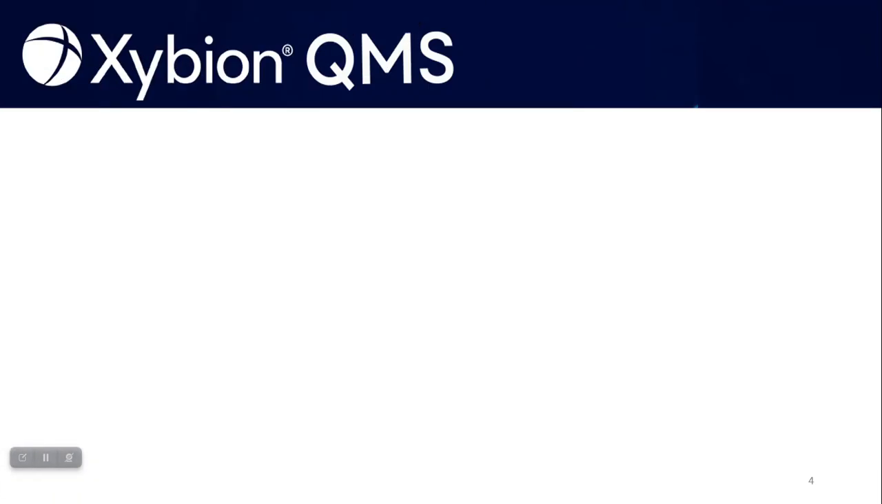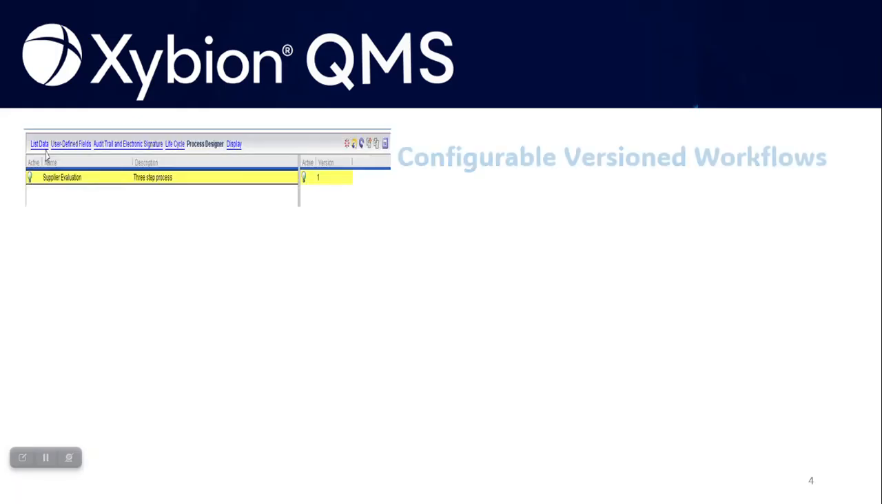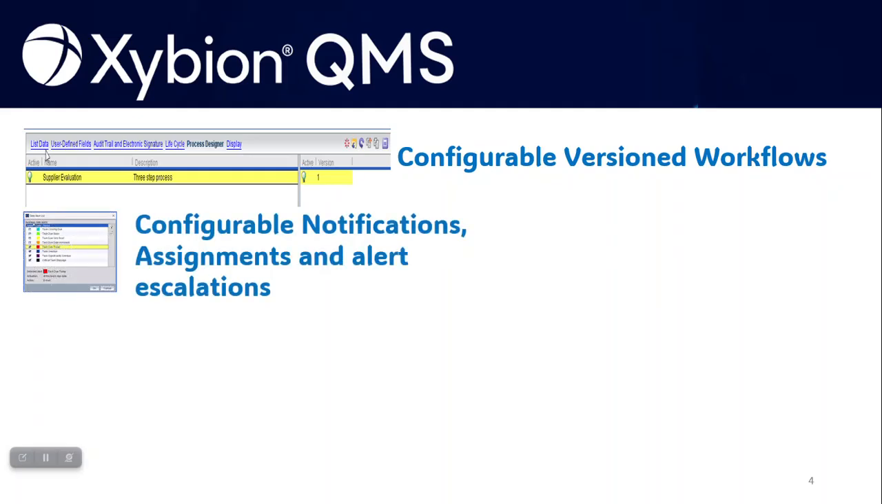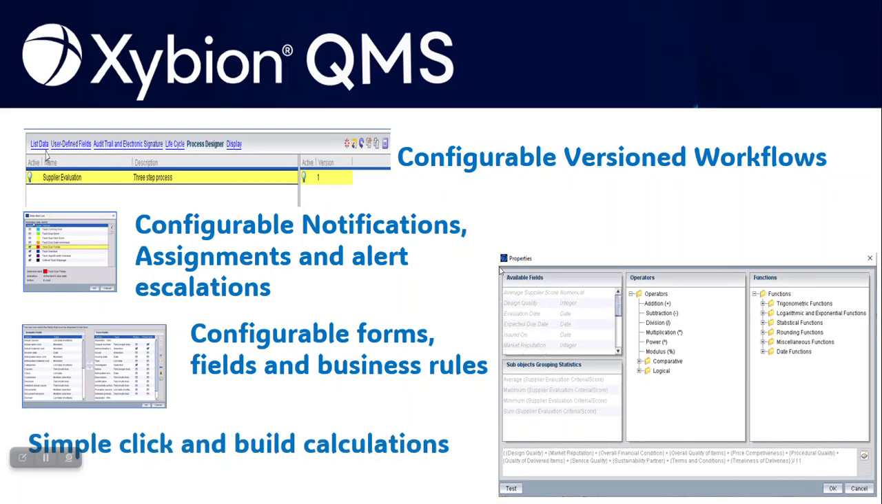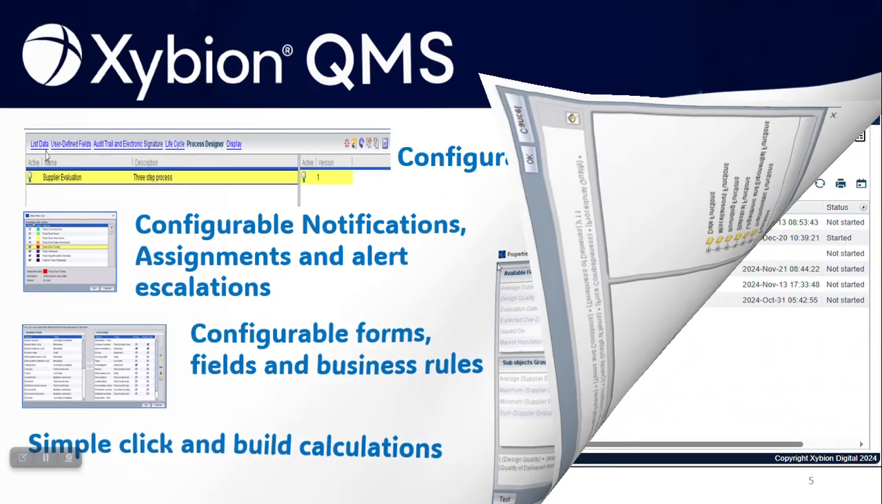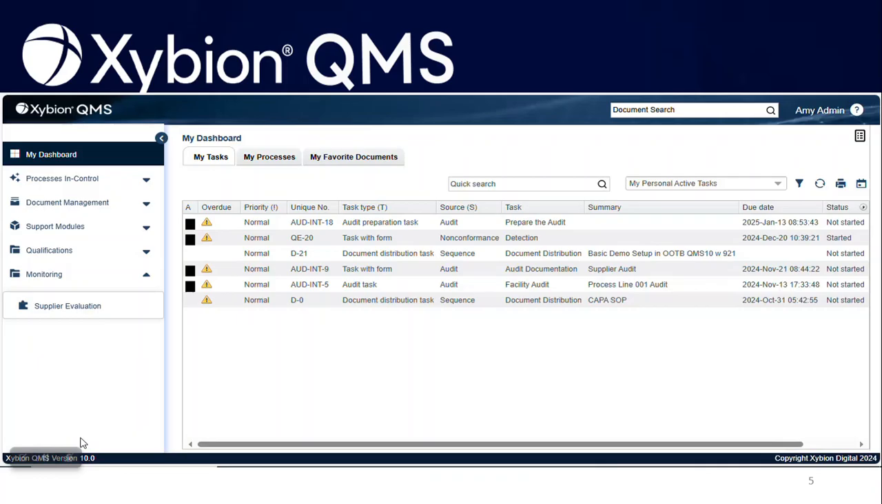Again, the system and the workflow is out of the box, but these workflows can be versioned over time as your needs change. The notifications can be added to or reduced as your needs change, and the forms can have additional configuration, and the calculations can be simply built if you decide to change the KPIs over time. Again, the supplier evaluation module.